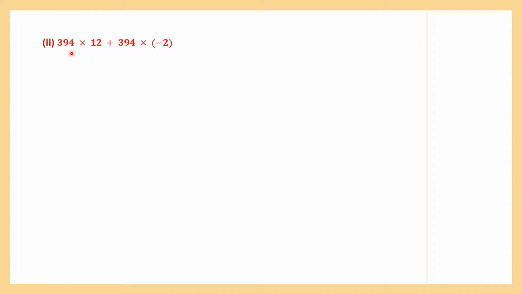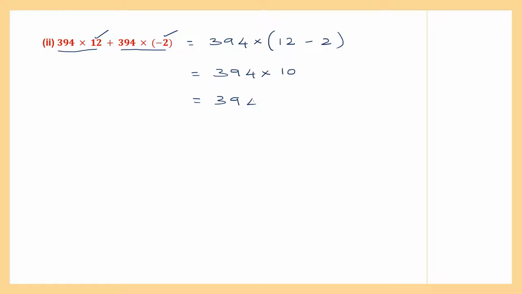Question 2, we have 394 into 12 plus 394 into minus 2. So we're going to use the distributive property here also. According to that, when you multiply this and this, you can write it down this way. 394 into, write down these two numbers inside brackets, that is 12 minus 2. So this becomes 394 into 12 minus 2 is 10, which is 3940. So here we have used the distributive property to get our answer.